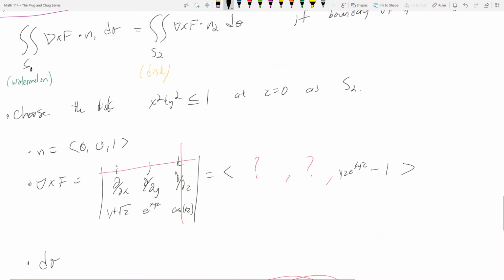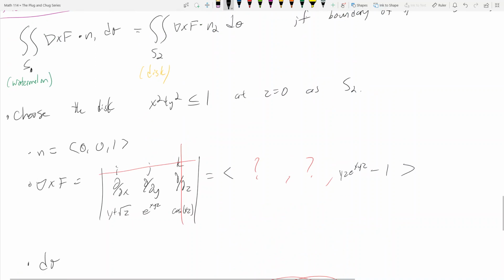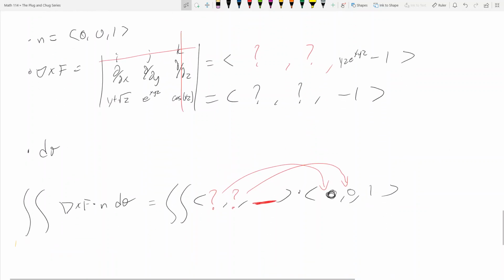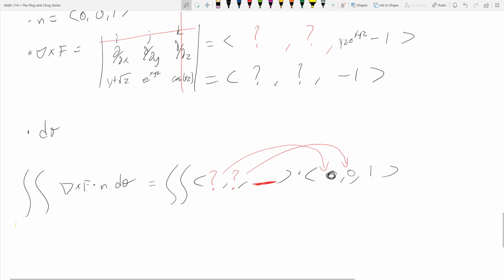But remember, we're at z equals 0, so I need to plug in z equals 0 here. And that makes me end up at some question mark, and then if you plug in z equals 0 into this guy, you get 0, because that's y times z. So then you get negative 1 as curl of F. So some question mark, and negative 1. Don't actually have to find what they are. Saves a lot of time and possibilities of errors.